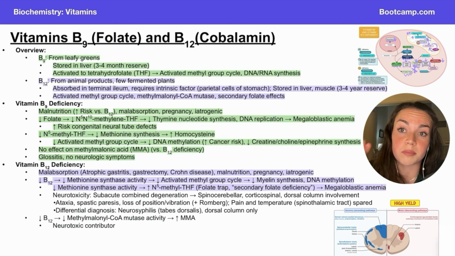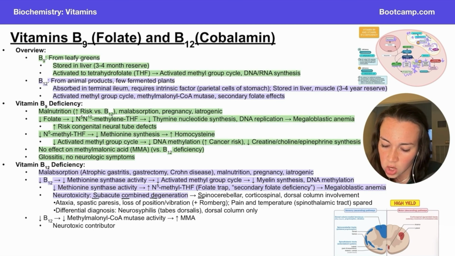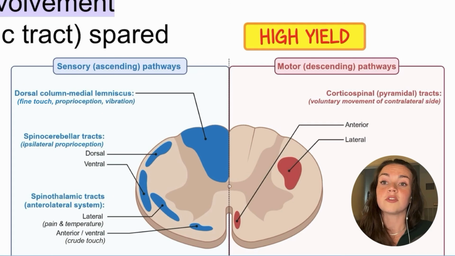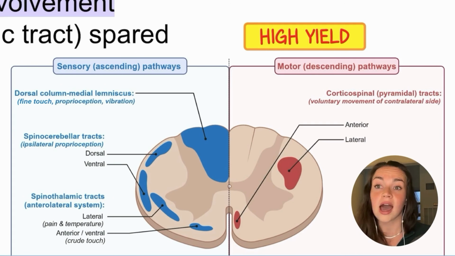Now, the difference between B9 and B12 deficiency is that in a B12 deficiency, you're going to see symptoms of neurotoxicity. The pattern is very specific. It is called subacute combined degeneration, or SCD. You can use the name SCD to help you remember what spinal cord tracts are implicated in a B12 deficiency: spinocerebellar, corticospinal, and dorsal column. If you haven't learned the spinal cord tracts yet, I'm so sorry to be the one to introduce these to you. I've simplified it as much as I can to just the relevant pathways for this video.